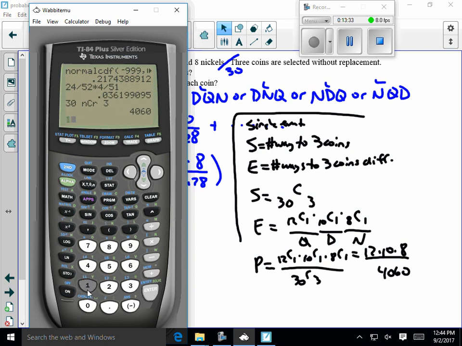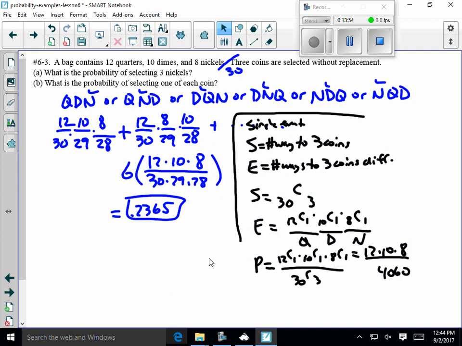And for example, 12 choose 1 is 12. Okay, so 12 times 10 times 8 is, yeah, 960. So 960 divided by 4060 turns out to be that same 0.2364.